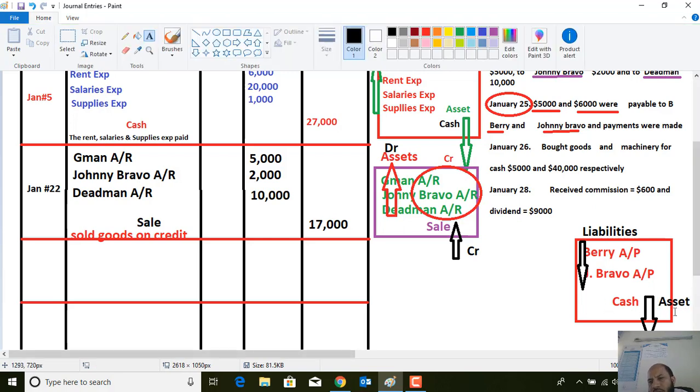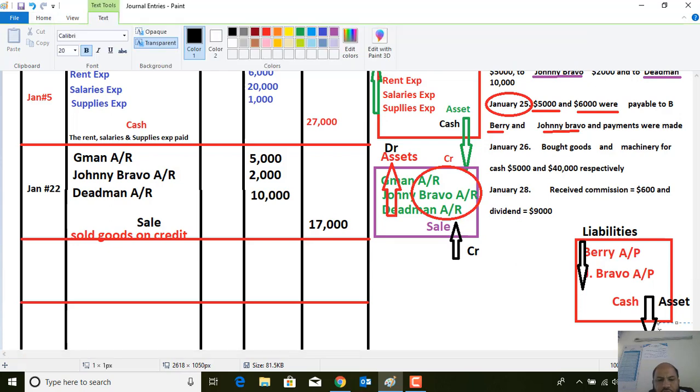At the same time, assets decreased, and a decrease in assets should be recorded at the credit side, but a decrease in liabilities should be recorded at the debit side of the general journal. So these two accounts should be debited, and the cash account, which is an asset account, should be credited because it has decreased. So let's record these things into the general journal.